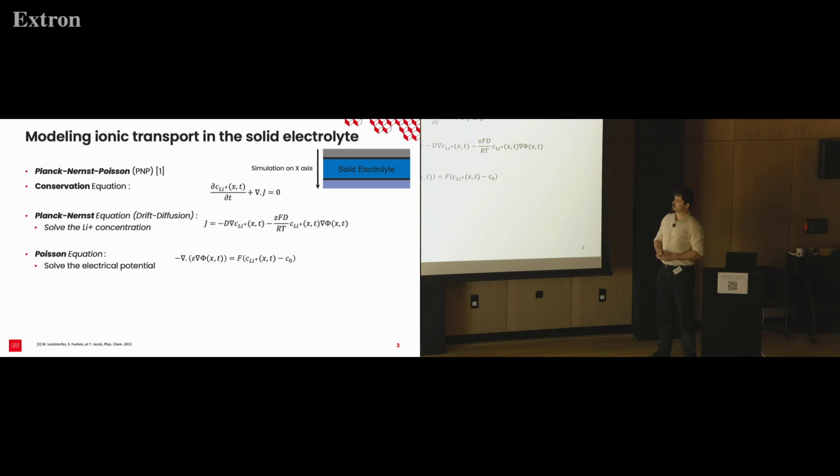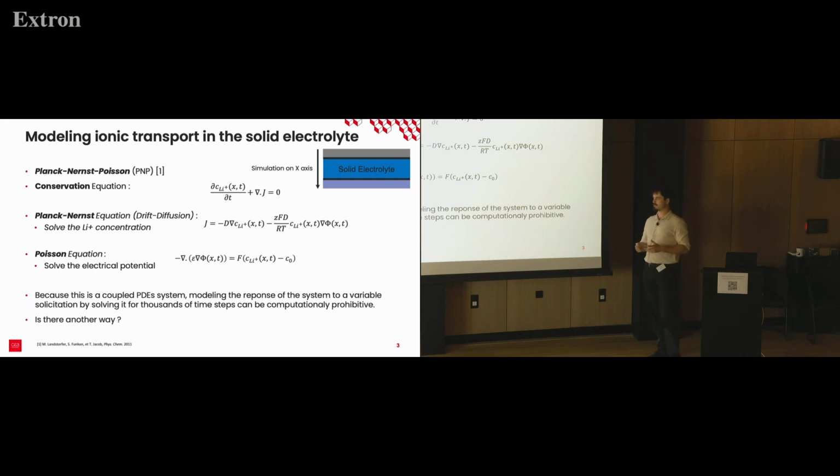The second equation that we want to use is the Nernst-Planck equation, or drift-diffusion, which will solve the ionic concentration profile in the electrolyte. So we inject this flux in the conservation equation. Then we use the Poisson equation, which will solve the electrical potential. And as you can see, this is a highly coupled PDE system.